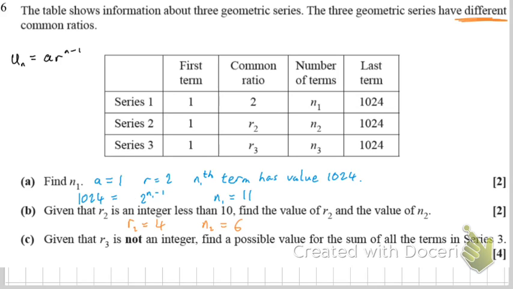Part C, now r3 is not an integer. Well, that's all very well. It feels like you can just pick anything, but remember, we have to finish at exactly 1024. So you're looking for a number that you can multiply by itself repeatedly until you get to exactly 1024. Well, a sensible choice is to use a root of 1024. And what have we used so far? We've used the 10th root of 1024, which was 2. So we can't use the 10th root because that's an integer.